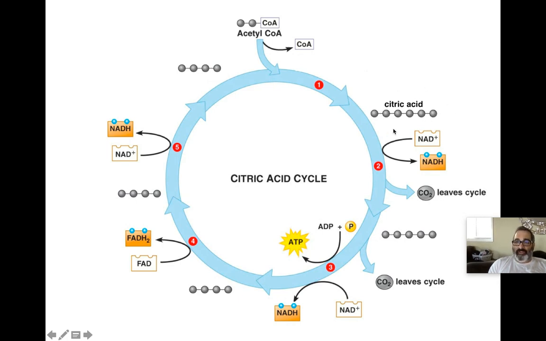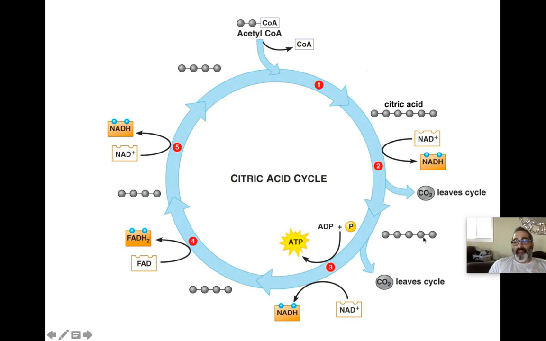Now, citric acid has a lot of energy in it. This is a high energy molecule, and it can get oxidized a bunch. In step 2, it gets oxidized, and in this process a carbon gets broken off and released as carbon dioxide. So citric acid is getting oxidized, NAD plus is getting reduced, forming NADH. This is one of the major products of the citric acid cycle.